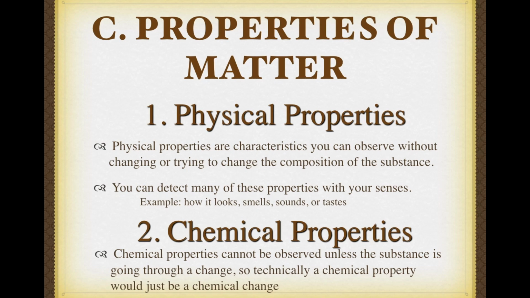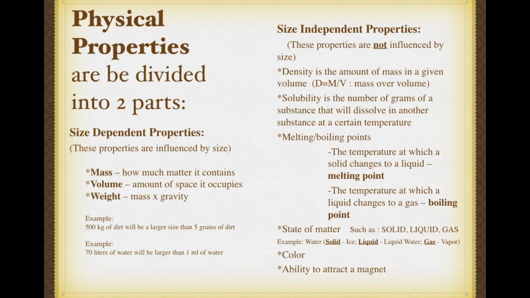So in the properties of matter, what are we going to really focus on? Physical properties, because we can actually see the physical properties, we can observe them, we can look at them and describe them. Chemical properties we can't, because as soon as we start describing it, it's going through a change. So we're going to talk about that when we go to chemical changes. So let's talk about physical properties. Physical properties are divided into two parts.